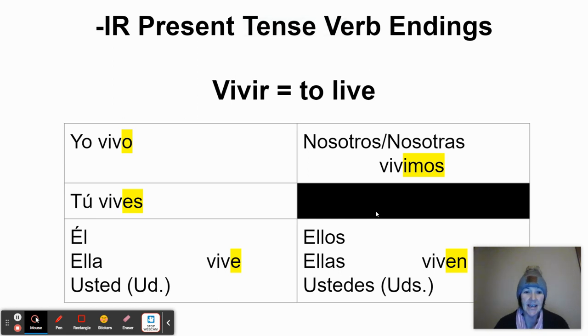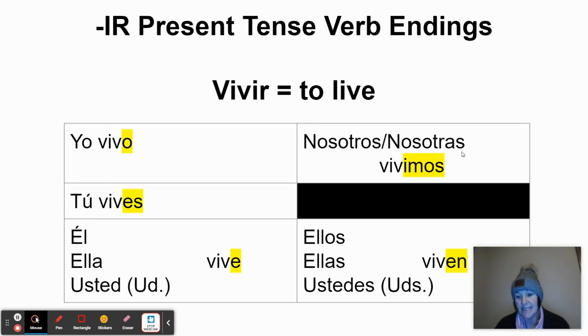All right, so let's talk about IR present tense verb endings. If I want to use the verb vivir, to live, I would use yo vivo, tú vives, él, ella, usted vive, nosotros, nosotras vivimos, and ellos, ellas, ustedes viven. So again, I'm going to look at my subject pronoun, drop the IR, and then add the ending that matches. So for yo, it's o, tú is es, él, ella, usted is e, nosotros, nosotras is imos, and ellos, ellas, ustedes is en. So o, es, e, imos, en.